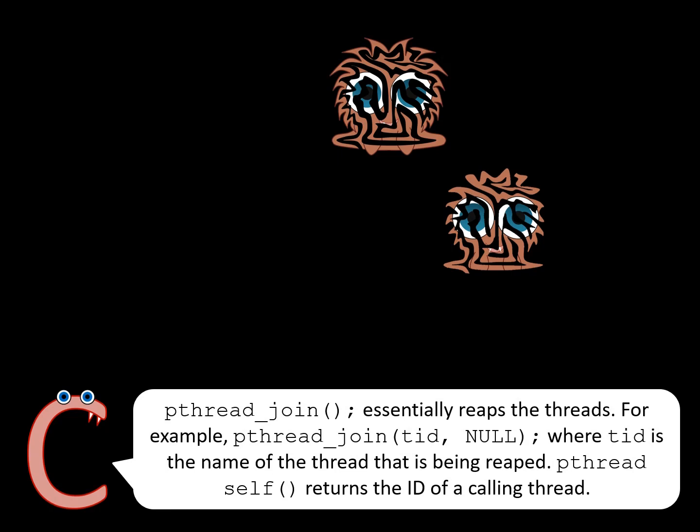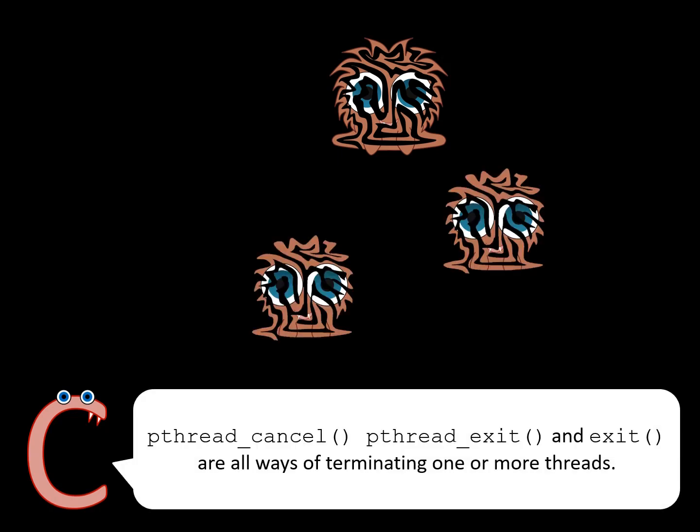pthread_join essentially reaps the threads. For example, pthread_join(tid, NULL), where tid is the name of the thread that is being reaped. pthread_self returns the ID of a calling thread. pthread_cancel, pthread_exit, and exit are all ways of terminating one or more threads.